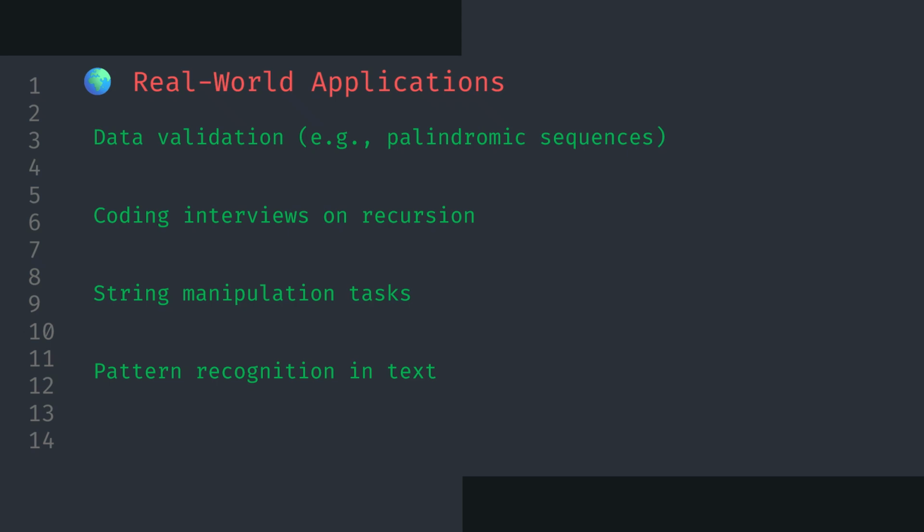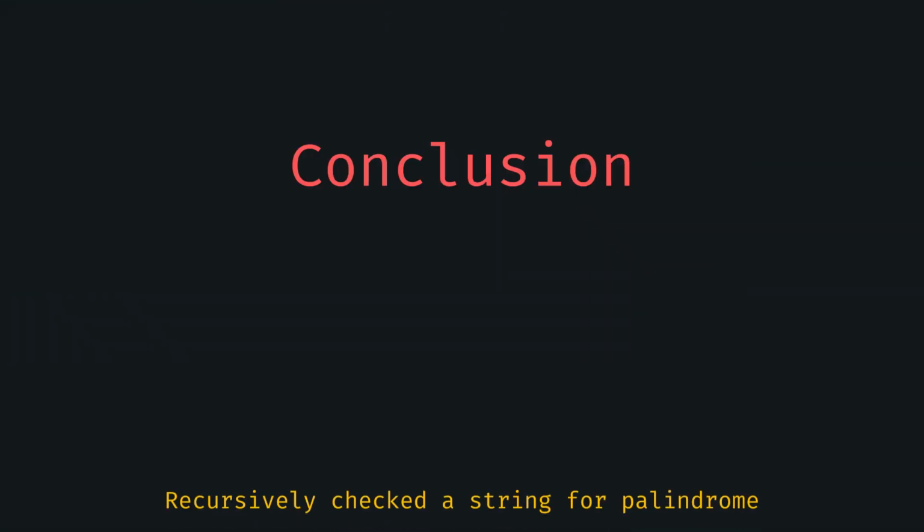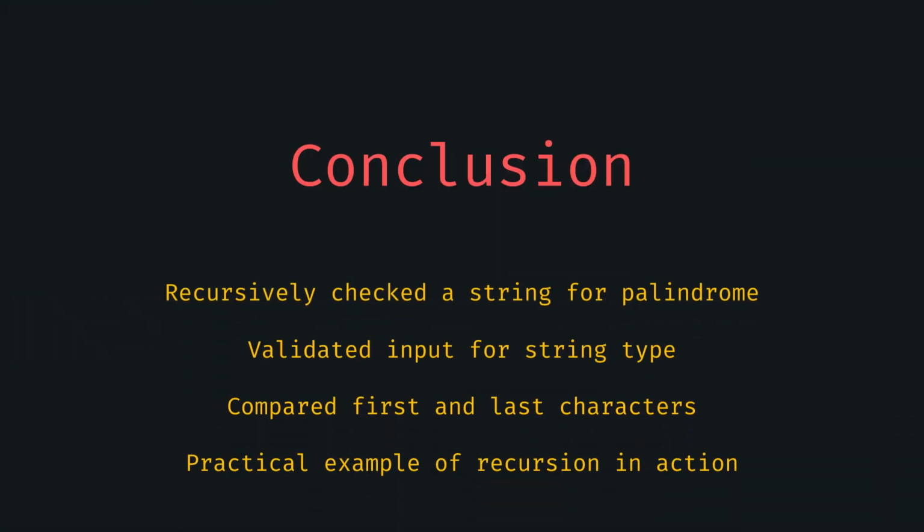Let's wrap this up with a summary. We built a recursive function to check if a string is a palindrome. It is a clean and effective way to handle repeated checks. Try it with different strings to see how this works.